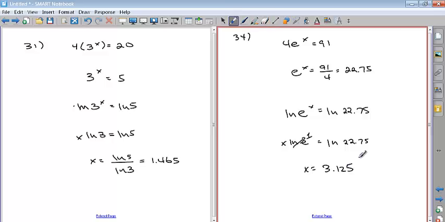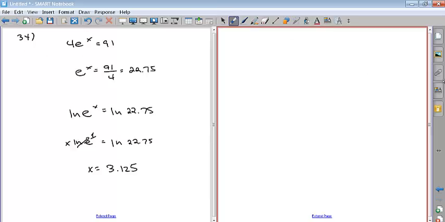So if we go back to the original equation, e to the 3.125 power is 22.75 times 4 gives you 91 with some other stuff because I only went out to 4 digits here. So okay, what are we doing next? 35.